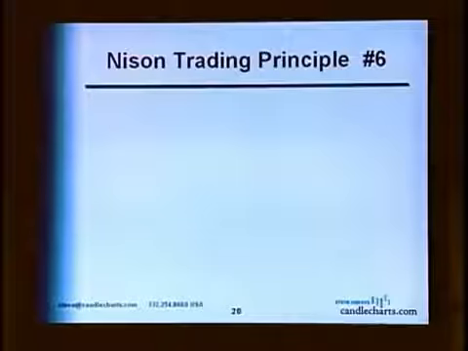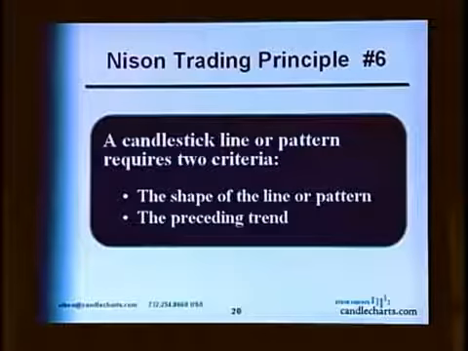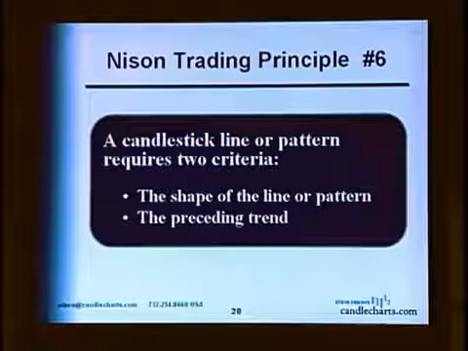Either how people misuse the candles, or trading strategies, trading tips, and we're going to go through a few of them here. The number is not important, like 6 is not more important than number 5, or 1 is not more important than number 2. As I mentioned, we'll go through a few of them here. We won't go through all of them, but one of them is that a candlestick line or signal requires 2 criteria. 1 is the shape of the candlestick line. 2 is the preceding trend.